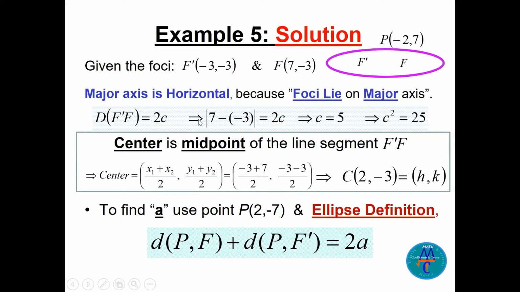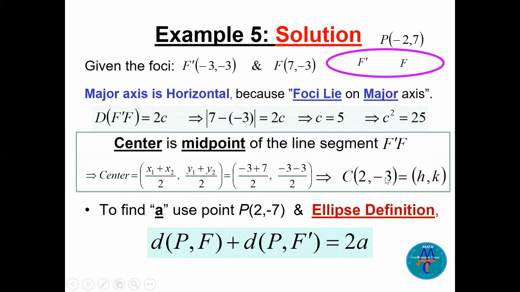Now we will see. The distance between f and f prime will be 2c, we know that. Remember, the absolute value of a minus b will be the distance. So 7 minus minus 3 is equal to 2c. So c will be 5, c squared will be 25. Leave it. Now the center is in the middle here; the center is the midpoint of the line segment f prime f. So I just find the center from the midpoint. It will be 2, minus 3.